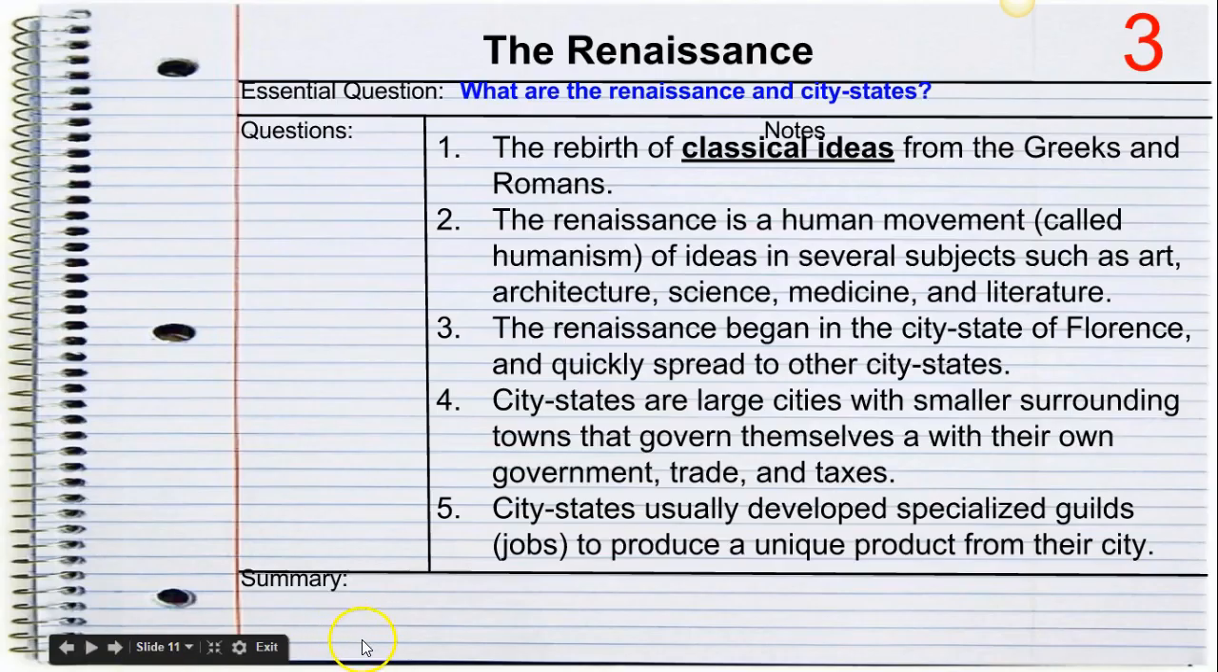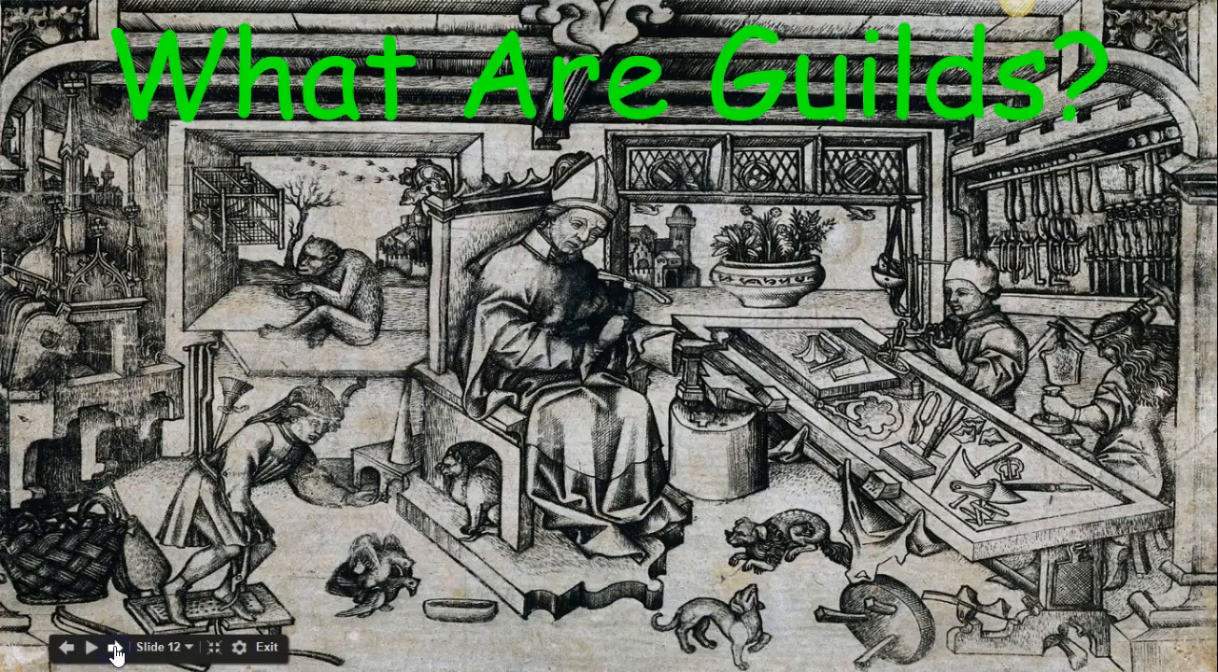And lastly, city-states usually develop specialized guilds, which are jobs, to produce a unique product from their city. Okay. Now every city-state, probably you could find some of the same jobs in each one, but some cities were known for specific things, and we'll get into that later today as well. And what exactly is a guild? A guild is a specialized job. You look like you have a craft maker's workshop in here, possibly making things from metal such as jewelry or stoveware or things like that, weapons. Okay.